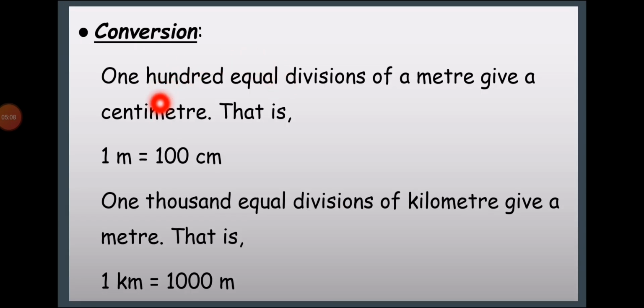Now, as I told you, we can convert the meters into centimeters and meters into kilometers. So this is the conversion. 100 equal divisions of a meter give us a centimeter. That is, 1 meter is equal to 100 centimeters. So to convert meters into centimeters, we have to multiply the meters with 100.